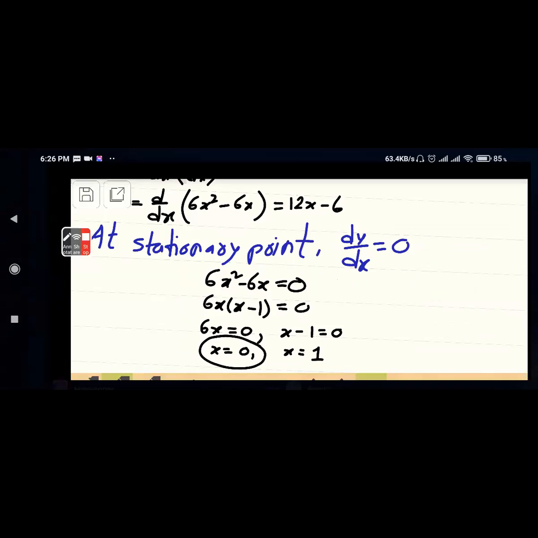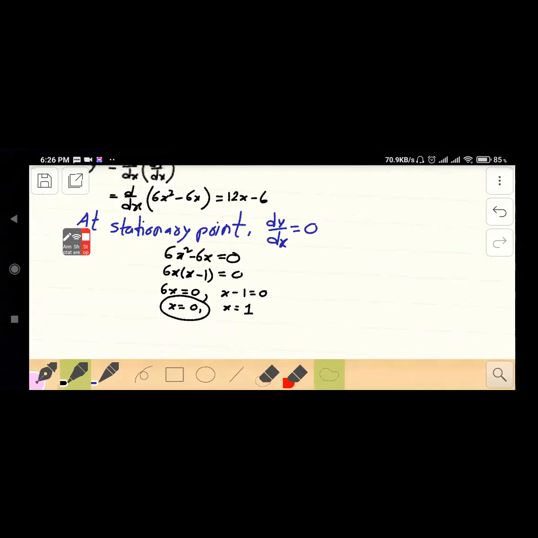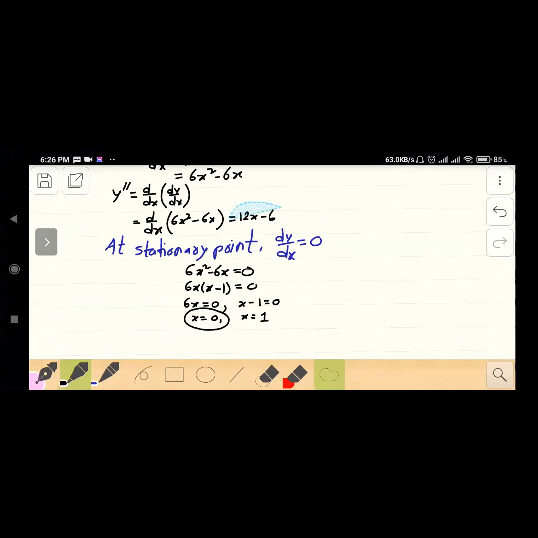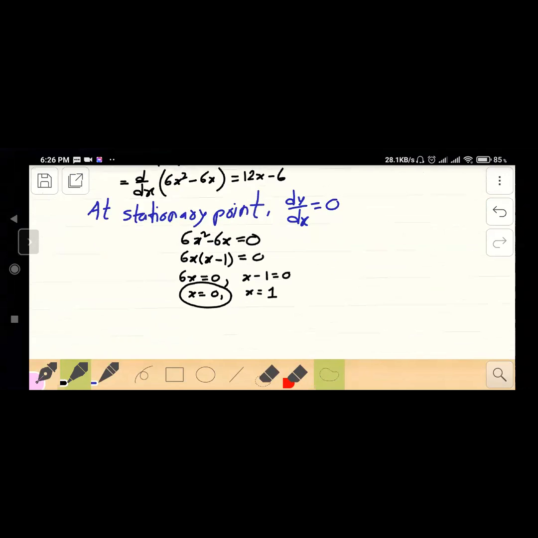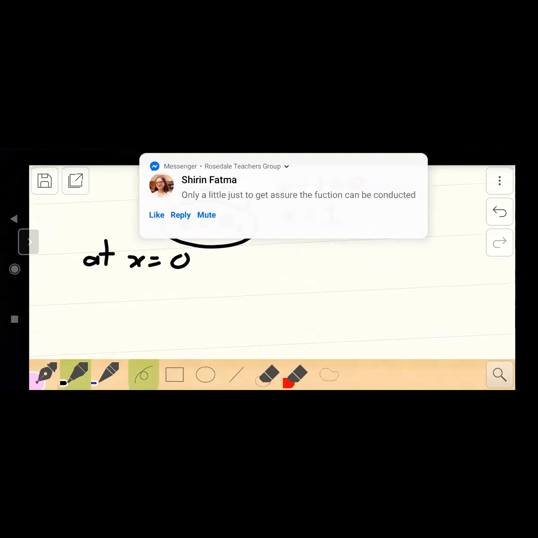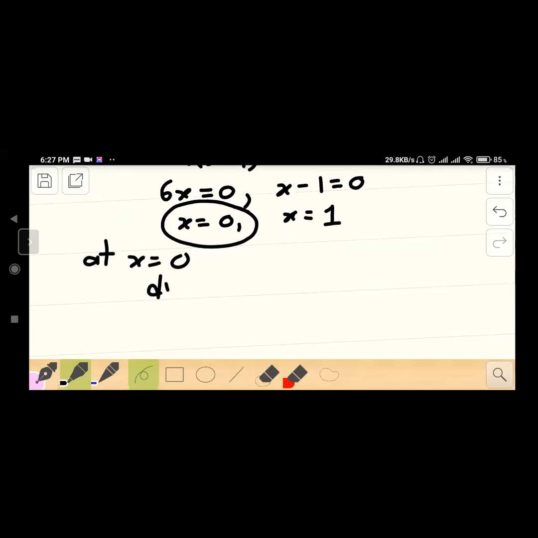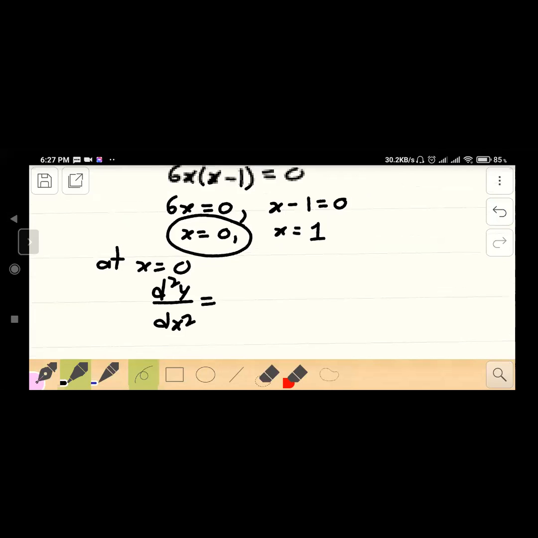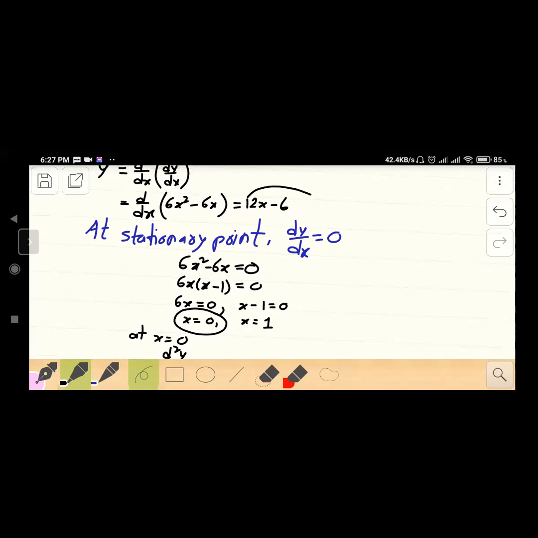Okay, so এখন দেখো, now we will put the value of x into the double differentiation. So first, at x is equal to 0, the double differentiation, d square y by dx square is equal to 12x minus 6.